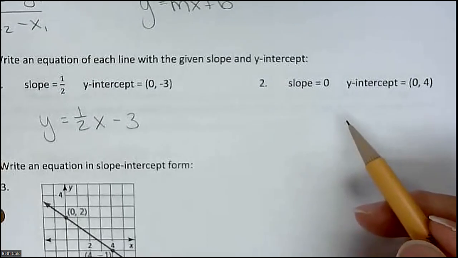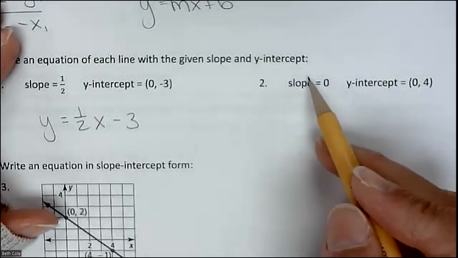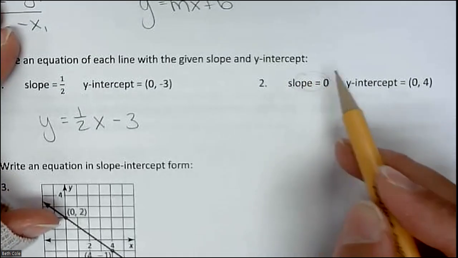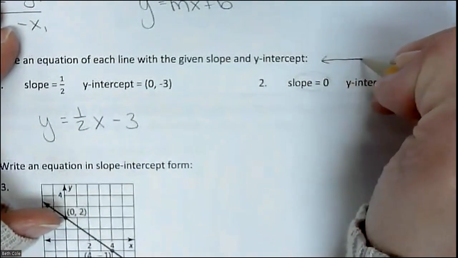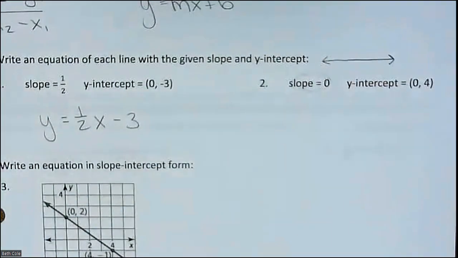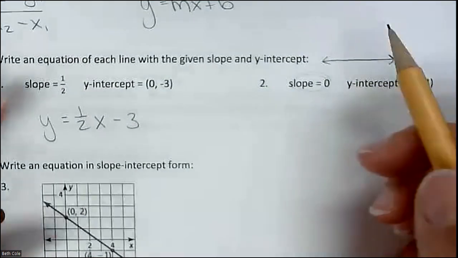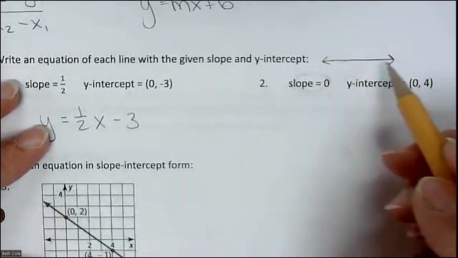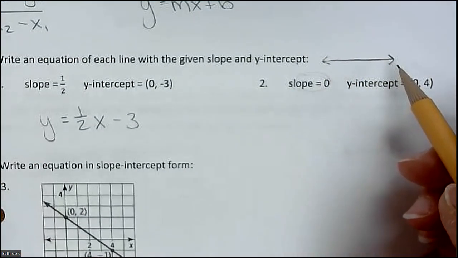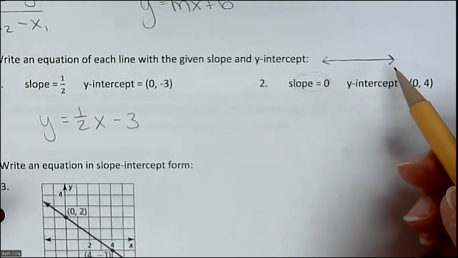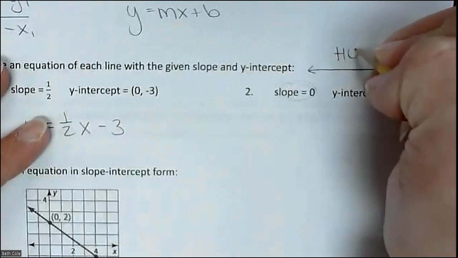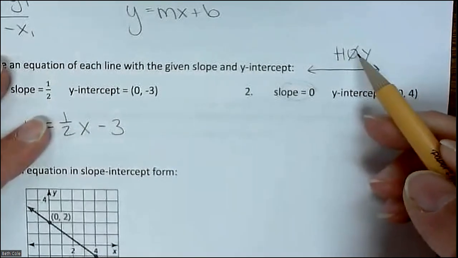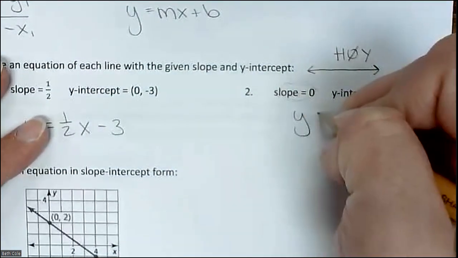Now this is one of our special ones. If the slope is 0, it's going to be horizontal. Is that x equals or is that y equals? Do you remember your HOY VUX? 0 slope means it's horizontal. It's going to be y equals.